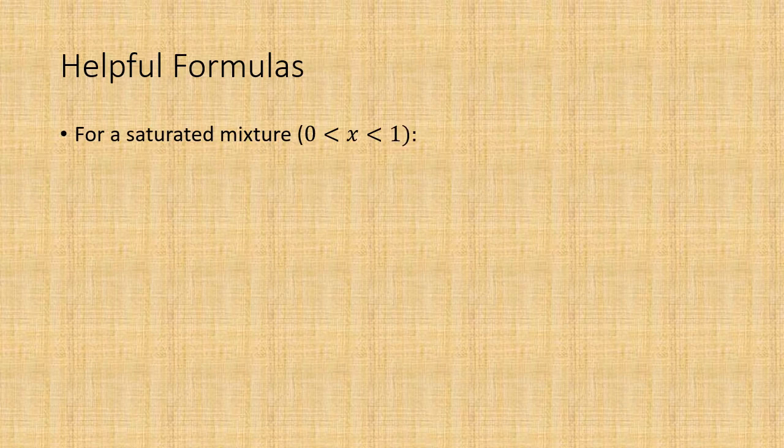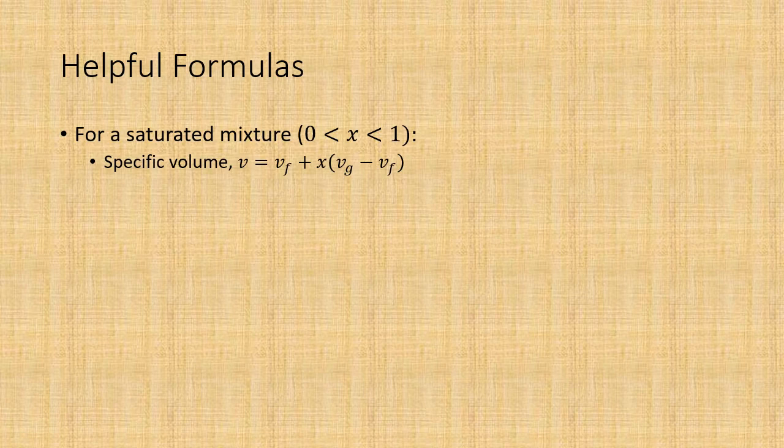The first formula relates the specific volume of a saturated mixture to its quality. Specific volume V is equal to Vf plus X multiplied by Vg minus Vf.